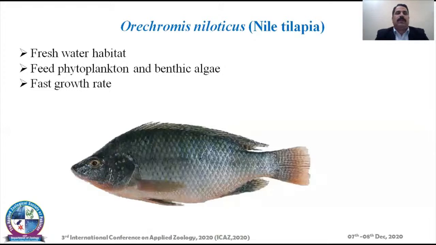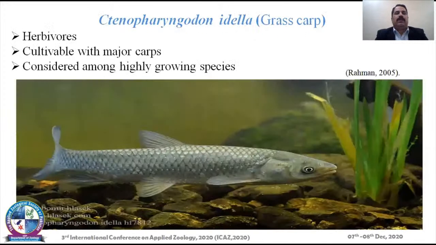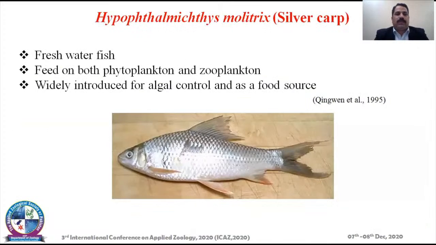Oreochromis niloticus, also known as the Nile tilapia, lives in a freshwater habitat. It feeds on plankton, especially phytoplankton and benthic algae. It has a fast growth rate. Ctenopharyngodon idella, also known as grass carp, is a herbivorous fish. It is a cultivable species with other major carps like Catla, Labeo rohita, and Cirrhinus mrigala. It is considered among the fast growing species in Pakistan.